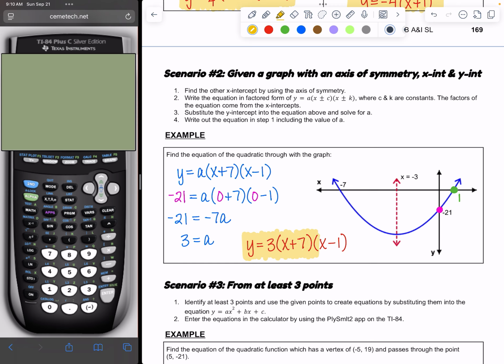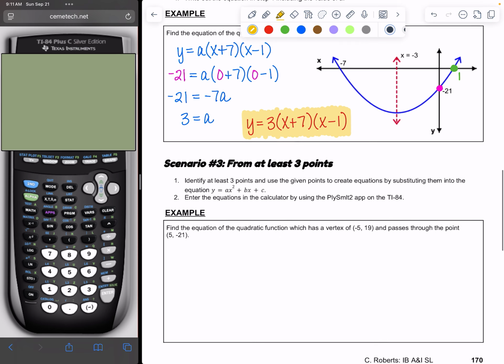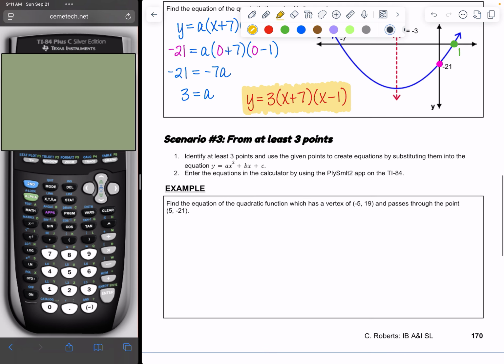Okay, so now let's look at the last scenario, scenario number 3. Here, for scenario number 3, we will need to identify at least 3 points and use those points to create equations by substituting them into the equation y is equal to ax squared plus bx plus c. So once we do that, what we would do is enter the equations into the calculator by using the PolySmlt 2 app on the TI-84, and it will solve that system of equations.